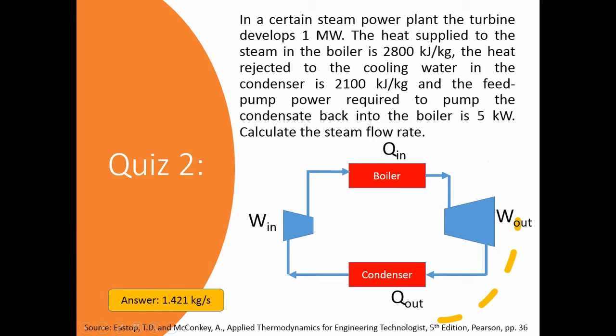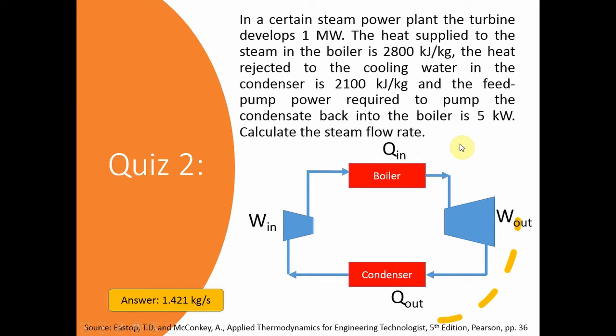There's a question here. In a certain steam power plant, the turbine develops 1 megawatt. The power developed by the turbine is given as 1 megawatt. The heat supplied to steam in the boiler is 2800 kilojoules per kilogram. So that is a specific heat transfer. And the heat rejection, it is also specific heat rejection, that is 2100 kilojoules per kilogram. And the feed pump power required is also given as 5 kilowatt. You are required to calculate the steam flow rate.